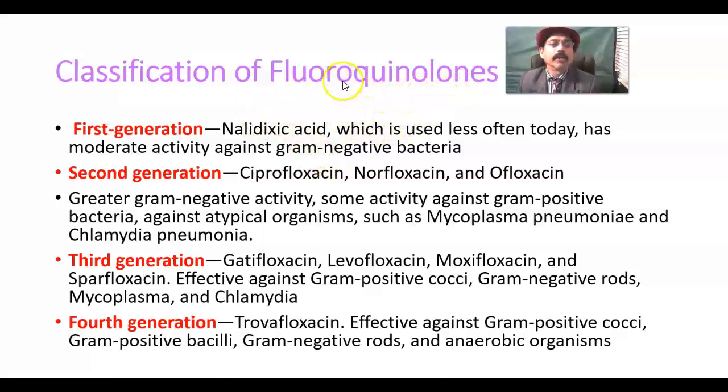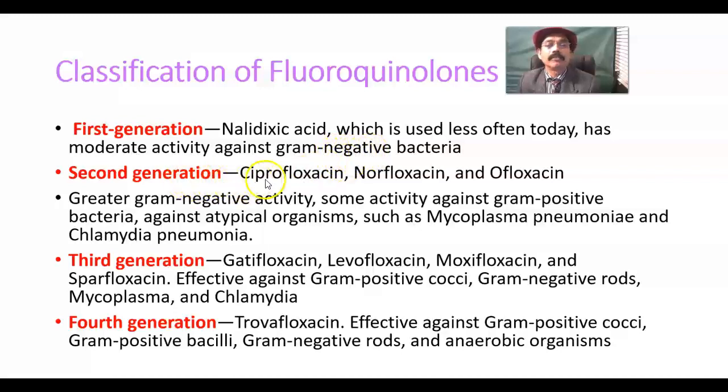First of all, we'll go to the classification of fluoroquinolones. We have first generation, second generation, third generation, and fourth generation of fluoroquinolones. First generation, nalidixic acid, which is used less often today, has moderate activity against gram-negative bacteria.